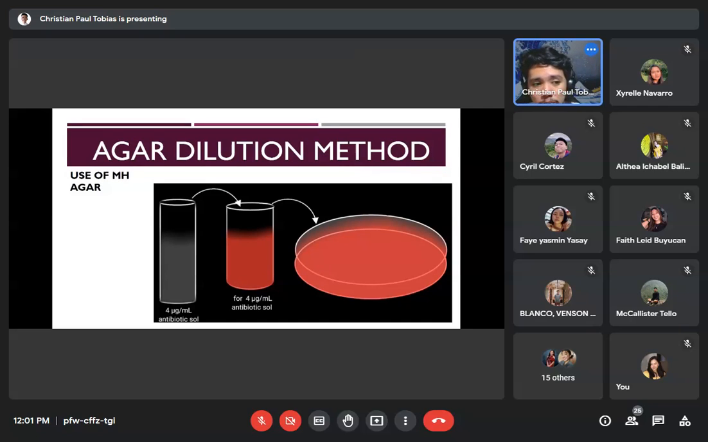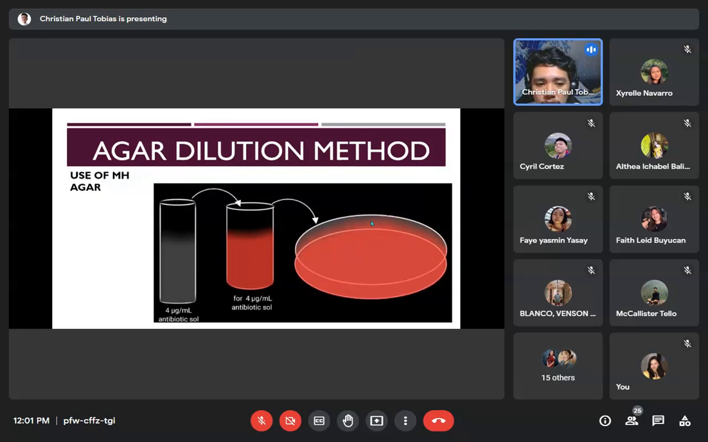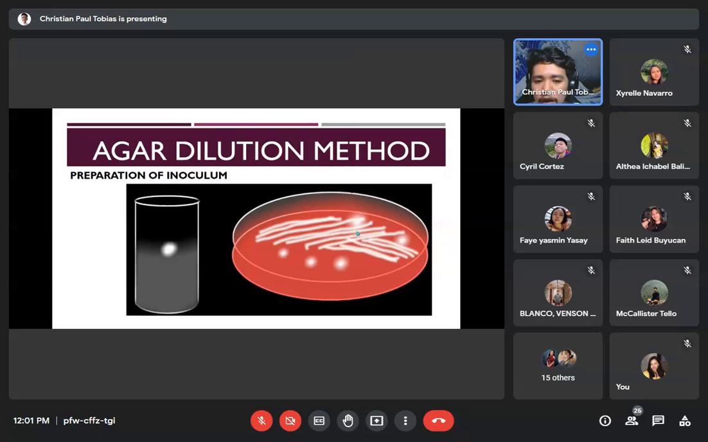And after you prepare your agar, you prepare your inoculum. So, iba ito, hindi ito. This is from a separate plate. So, kuha ka ng isolate kasi kailangan mong mag-prepare ng inoculum. You will pick a colony, and add into the distilled water to make a suspension. So, dito, kailangan mo siyang i-further dilute.